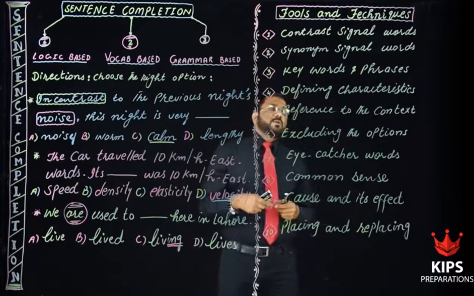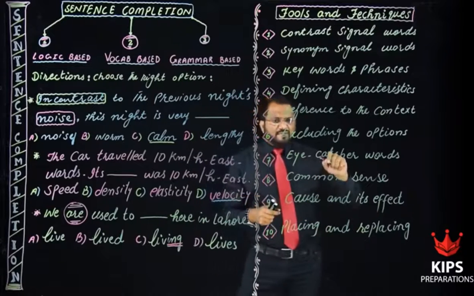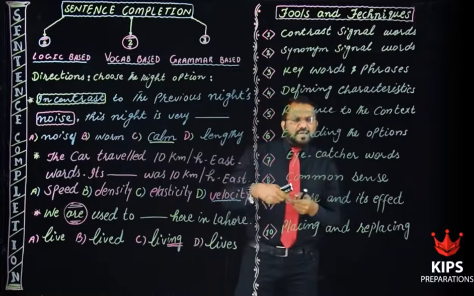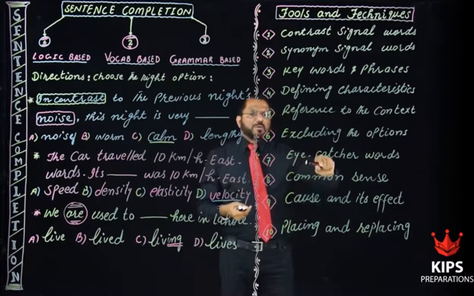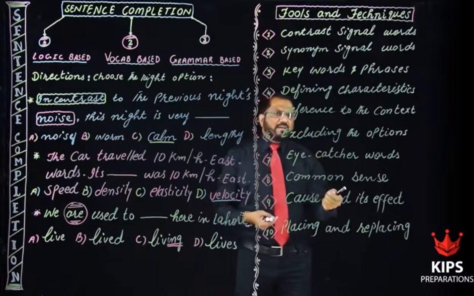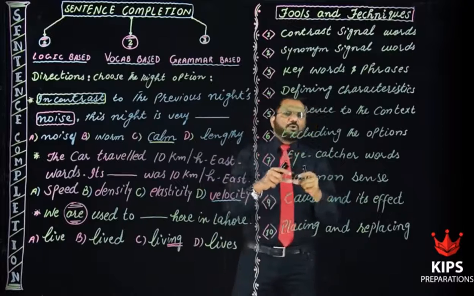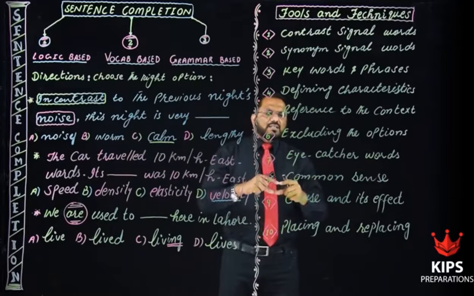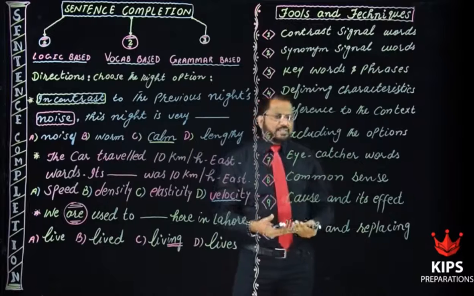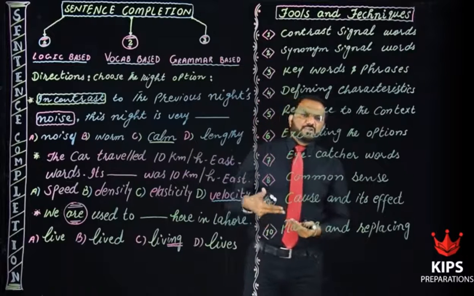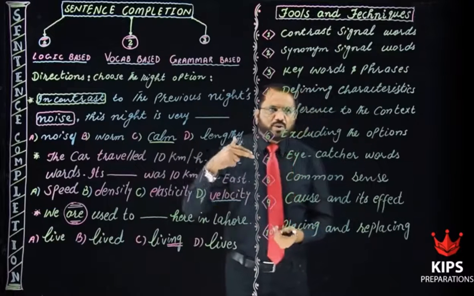And the third type, keywords and phrases. In every sentence there might be certain keyword. There is a master key that opens all the locks. In the same very manner, there are certain words or phrases that give you a clue towards solving that question without getting to know the meanings of each and every word you come across in the question.